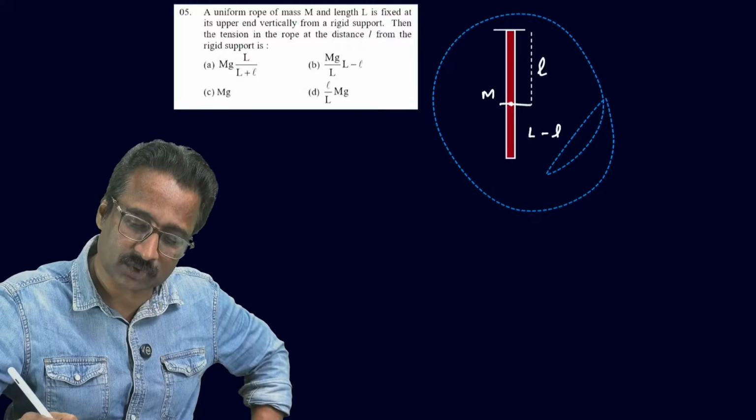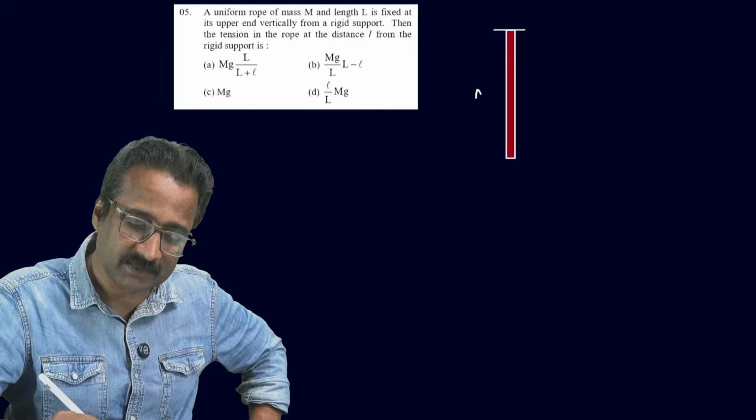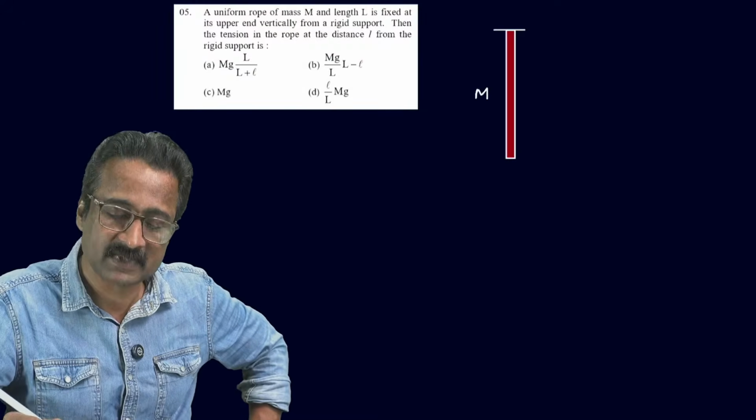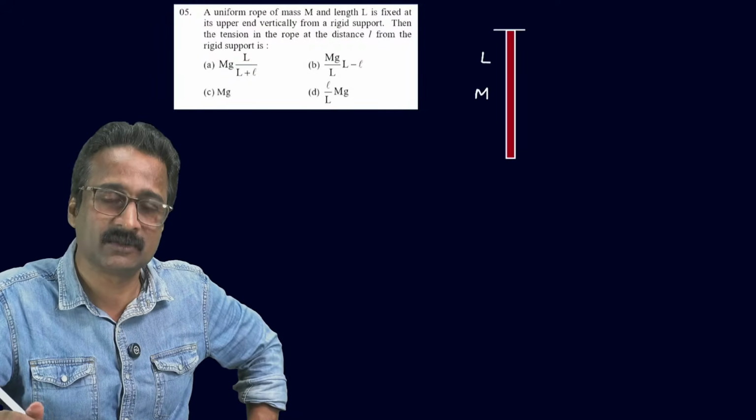Okay, let me just show the rope. The presence of the rope is shown in the figure. Let me say capital M is the mass of the rope. And L is supposed to be the length of the rope also. Capital L is the length of the rope.